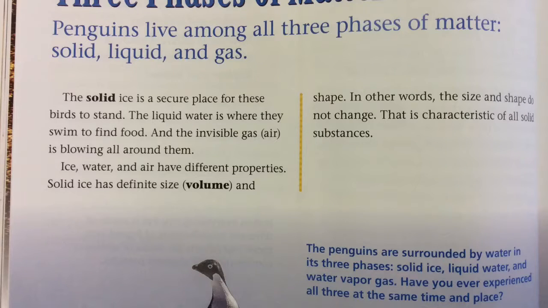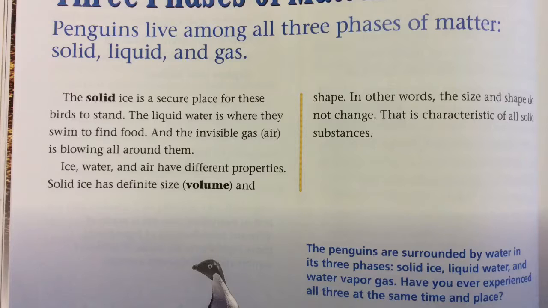Three phases of matter. Penguins live among all three phases of matter: solid, liquid, and gas. The solid ice is a secure place for these birds to stand. The liquid water is where they swim to find food, and the invisible gas, air, is blowing all around them. Ice, water, and air have different properties.